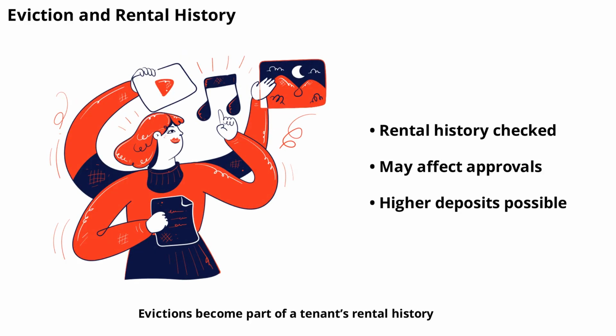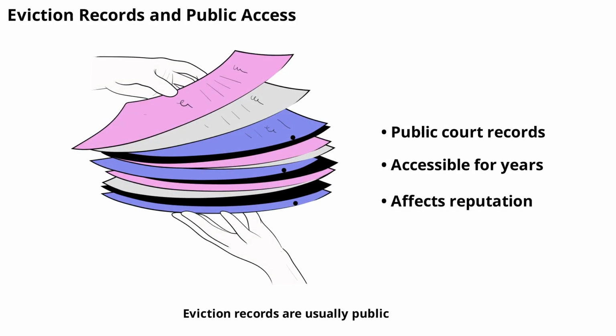Evictions become part of a tenant's rental history, which landlords often check before approving new tenants. A history of eviction can make it difficult to secure housing in the future. Some landlords may require higher deposits or refuse to rent to applicants with previous evictions. It's important for tenants to be aware of how eviction can affect their ability to find housing later on. Eviction records are usually public, meaning anyone can access them through court records.